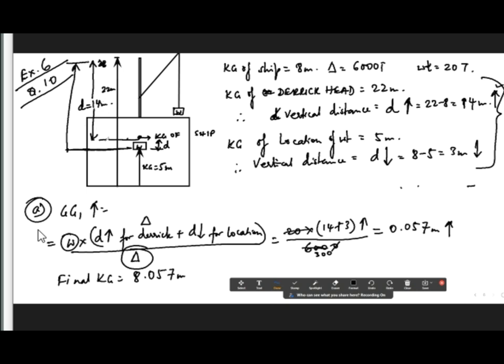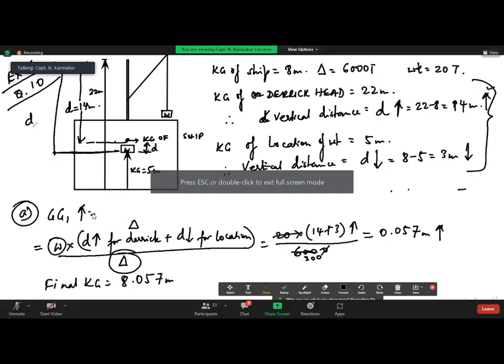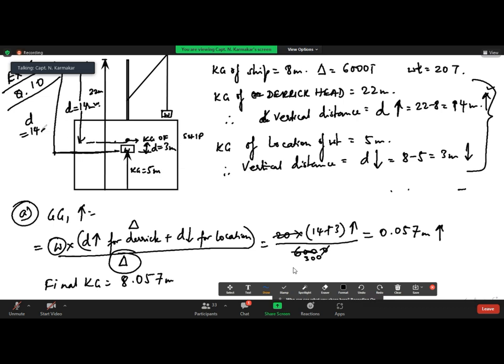So shifting, D in this case, will be 14 meters above and 3 meters below, so 14 plus 3, that is 17 meters. This is my shifting, right? So here we can say that the distance for shifting is equal to 14 plus 3, 17 meters going upwards.